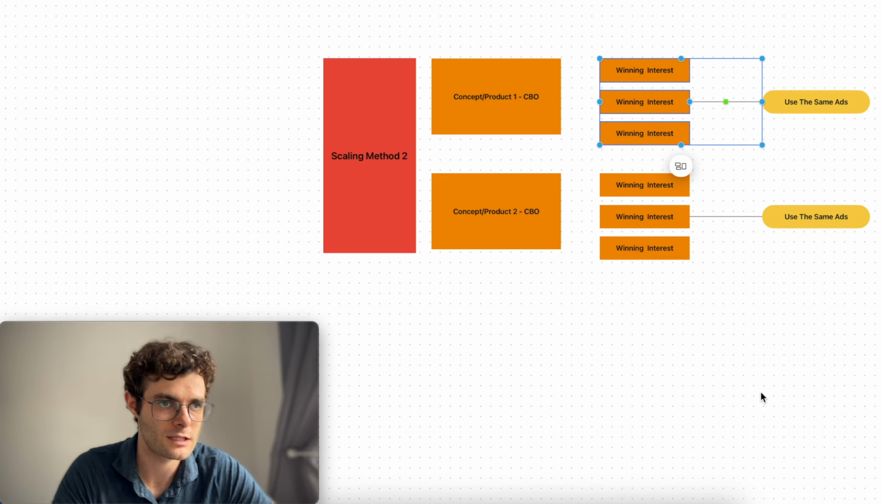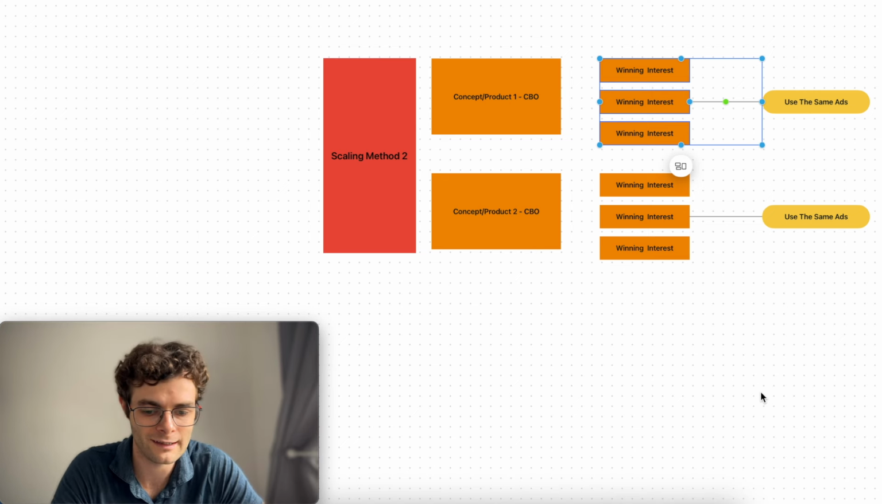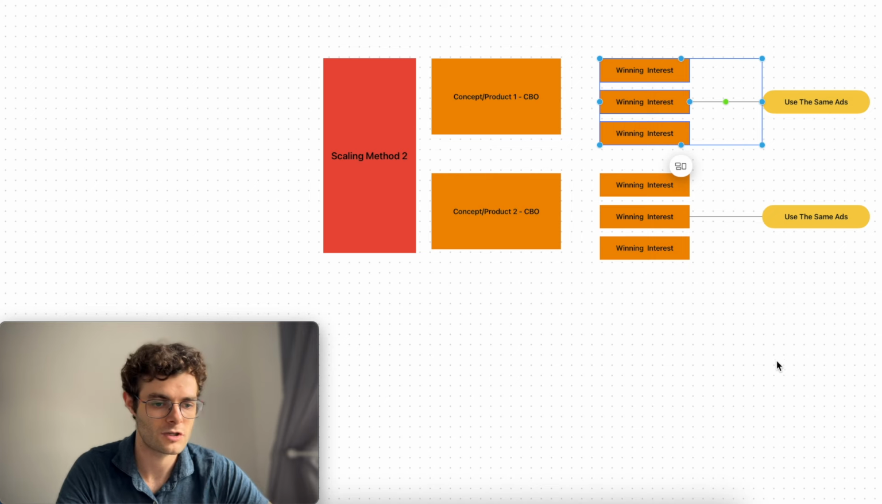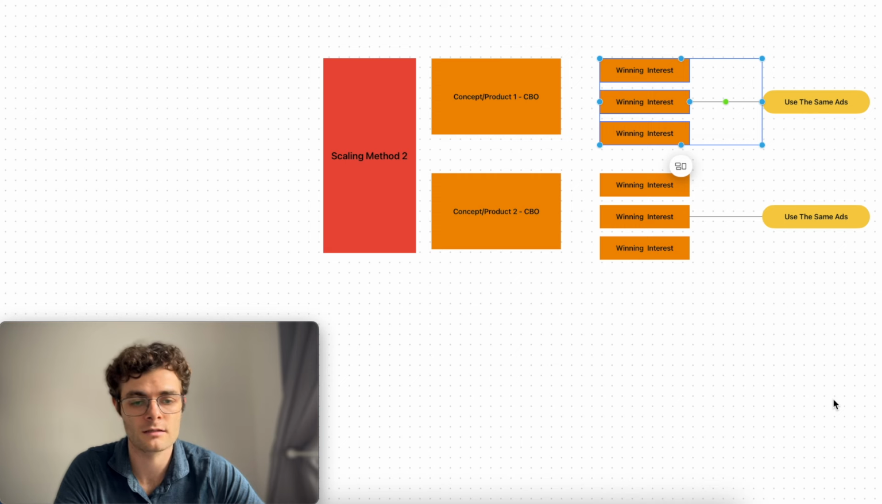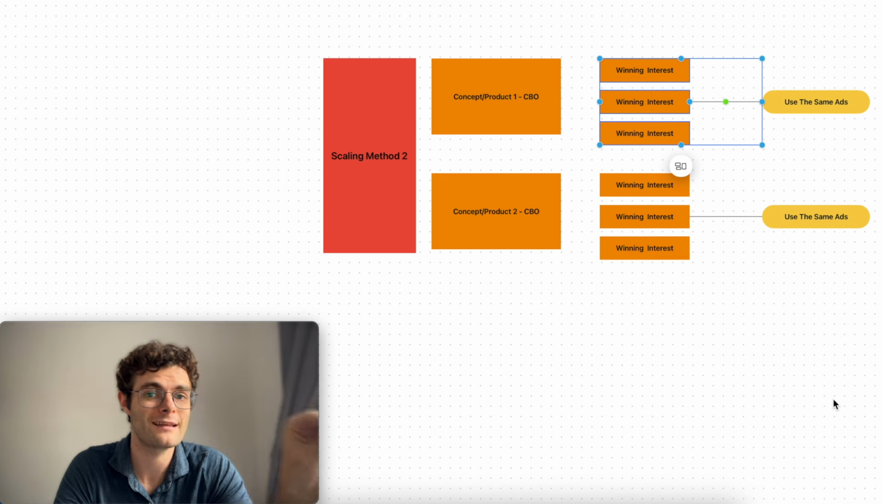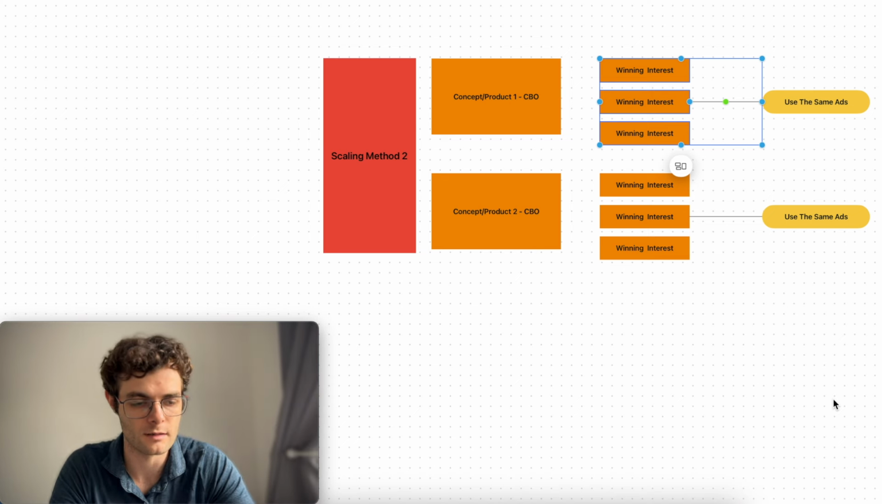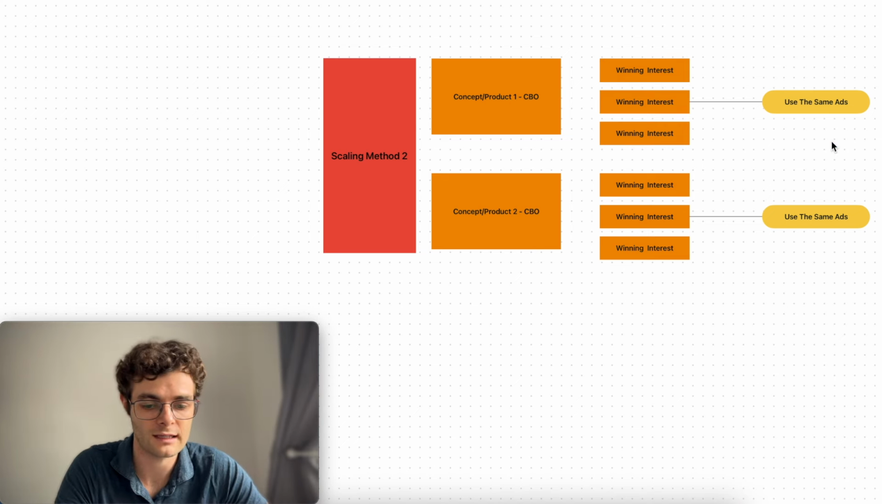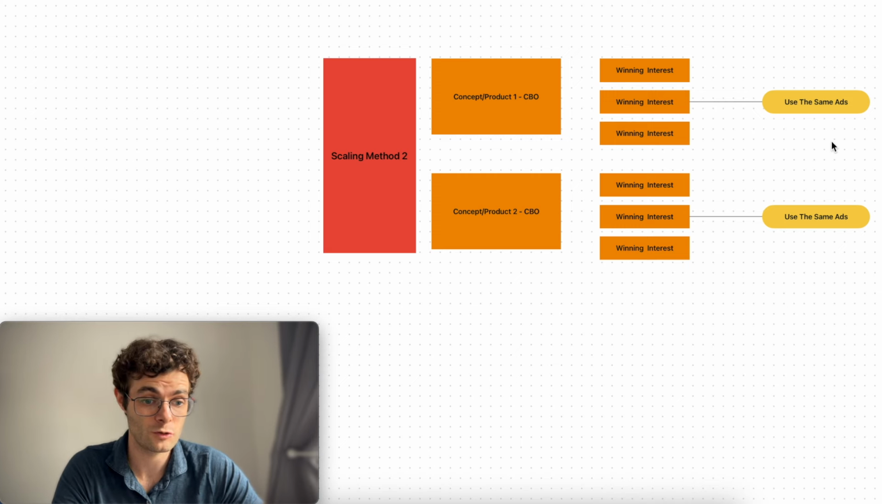For one of our clients, we had like 50 winning ad sets after the span of some months. And so you basically tell Facebook, okay, these are the winning ad sets. Decide where you want to spend. And you set the budget at the campaign level, right? Because it's a CBO. And then you use the same exact ads. Don't redo the ads, just duplicate it.